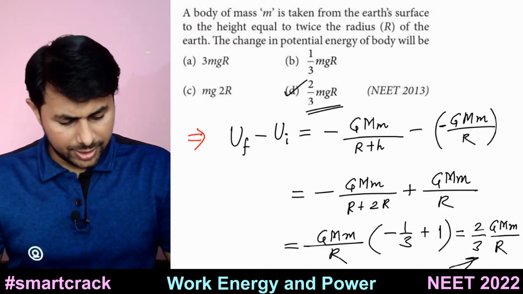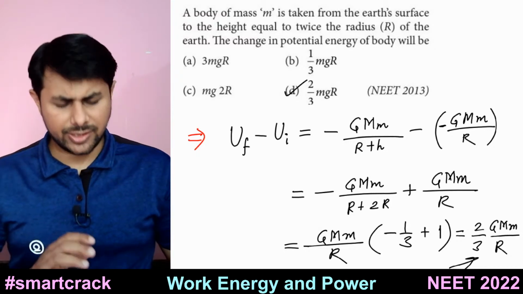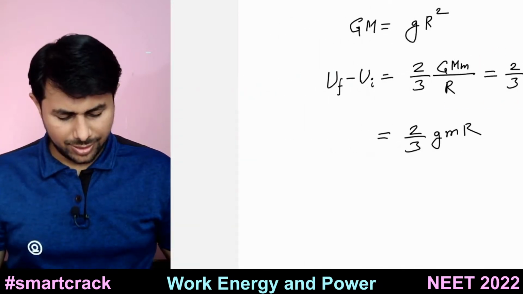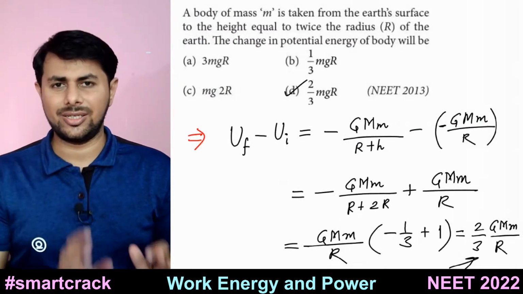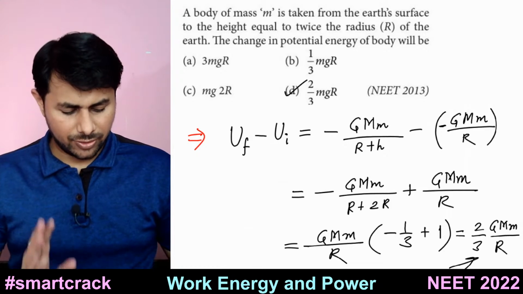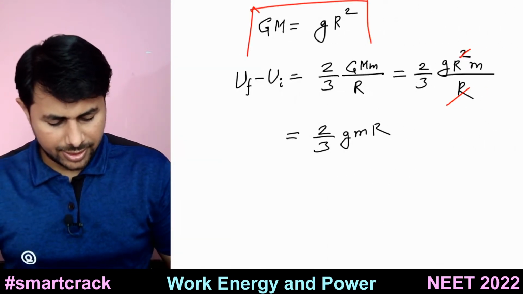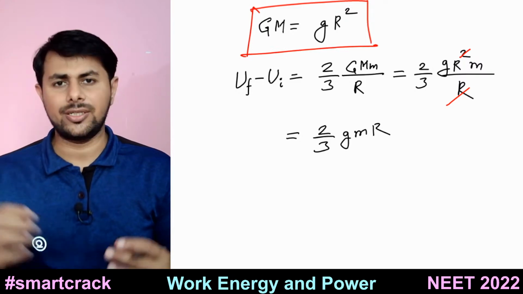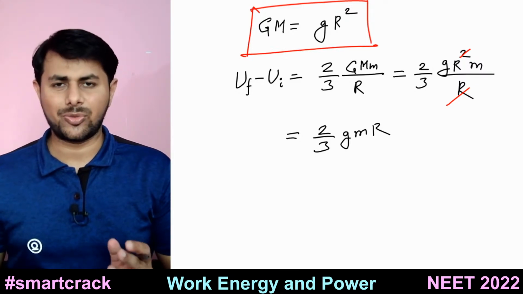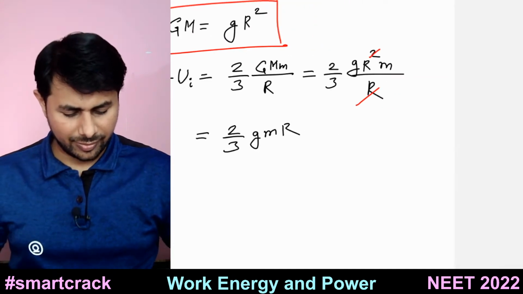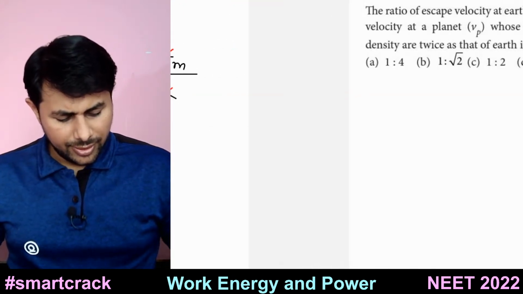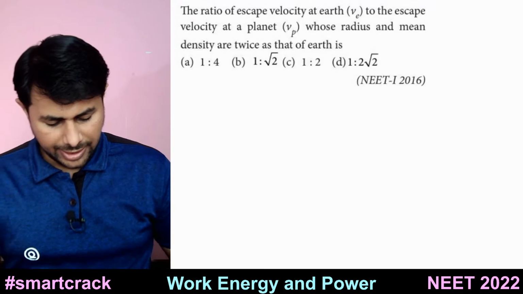Okay, it's simple. This was a straightforward direct question. Okay, final potential energy minus initial potential energy. So provided you know this trick as I told, it is very important, and we have seen this in 2-3 problems based upon gravitation till now. Okay, all right, let's move on to the next problem.